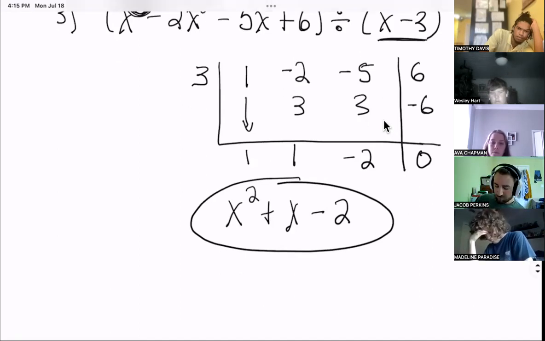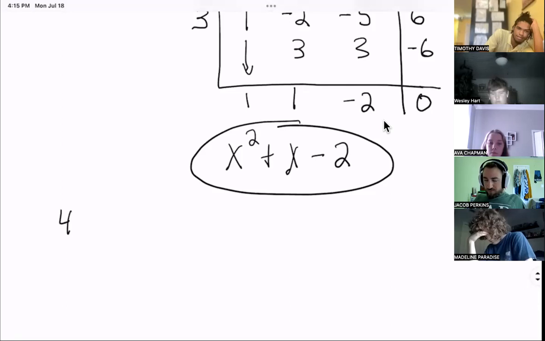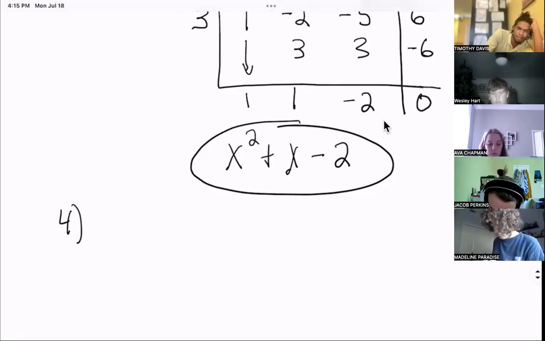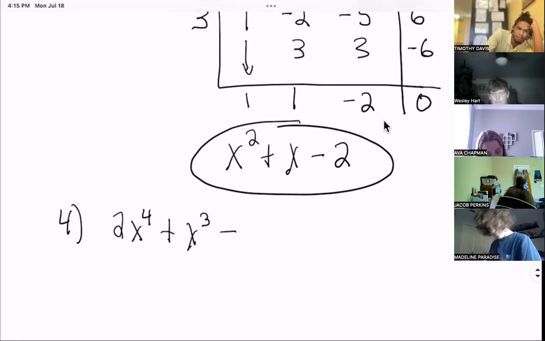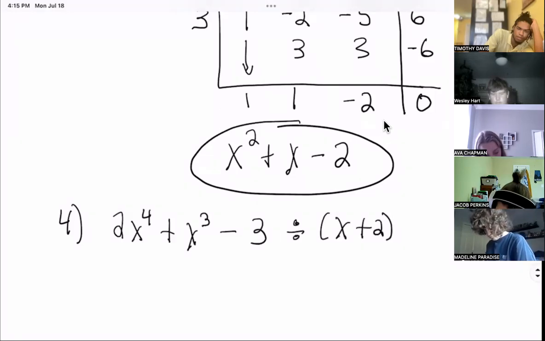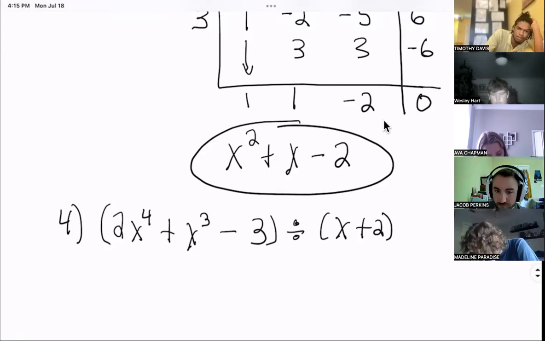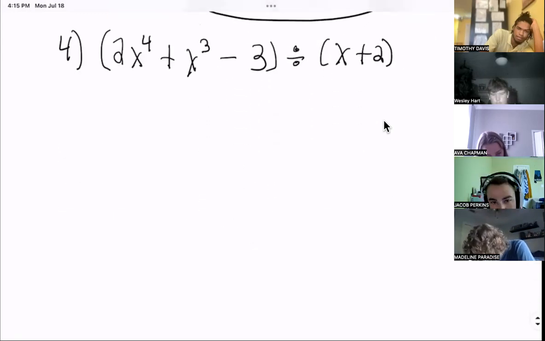And then one more I want to show you just to make sure. I know this is sort of new. (2x to the fourth plus x to the third minus 3) divided by x plus 2. I should put that in parentheses. 2x to the fourth plus x to the third minus 3 divided by x plus 2. And I think you probably noticed that we're missing something.